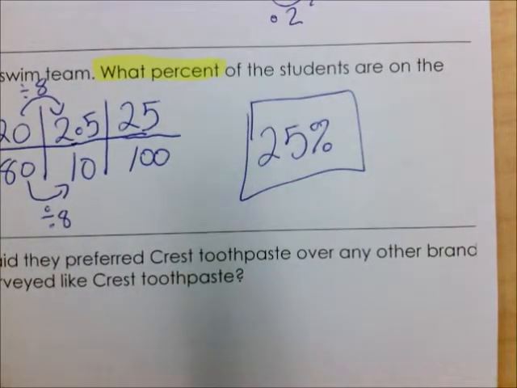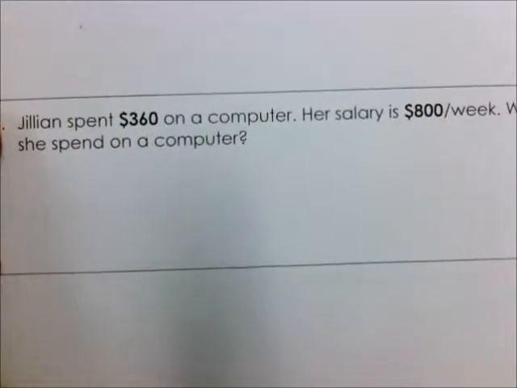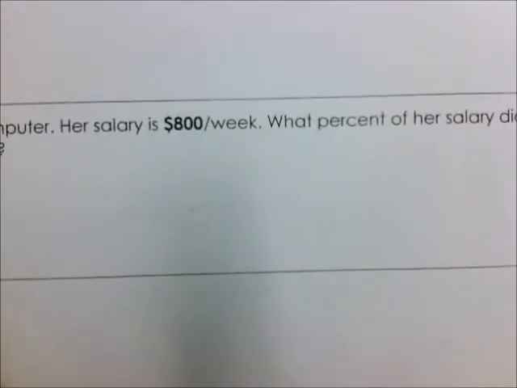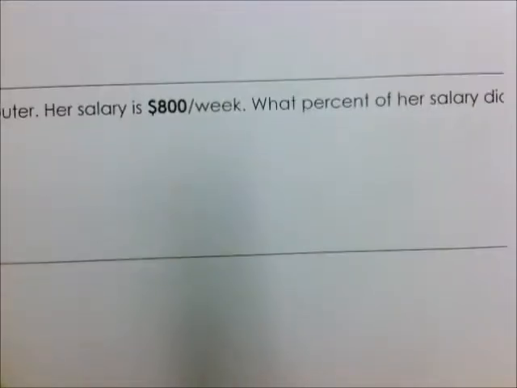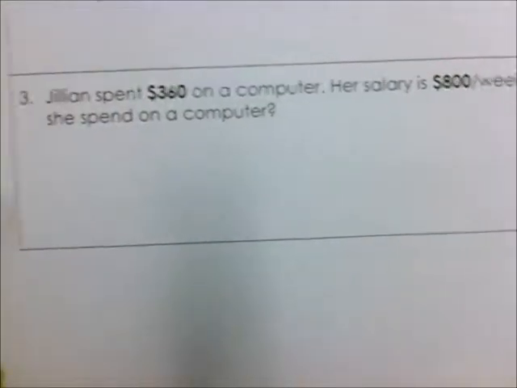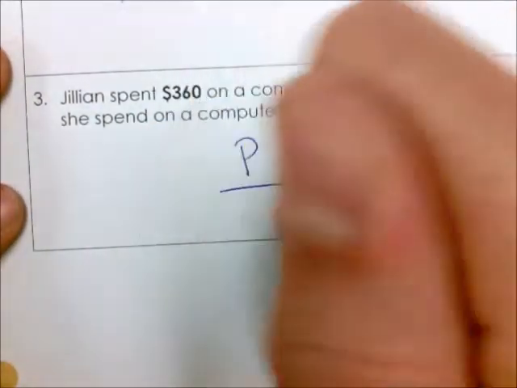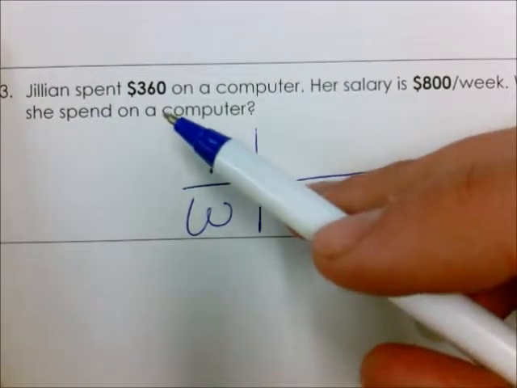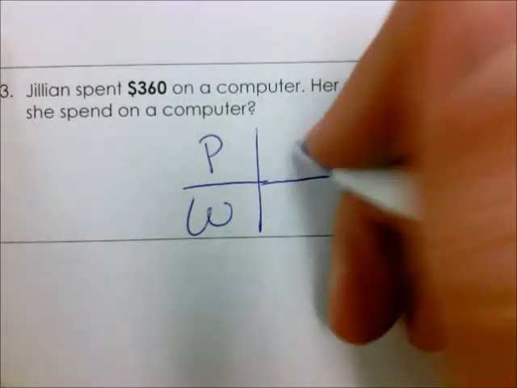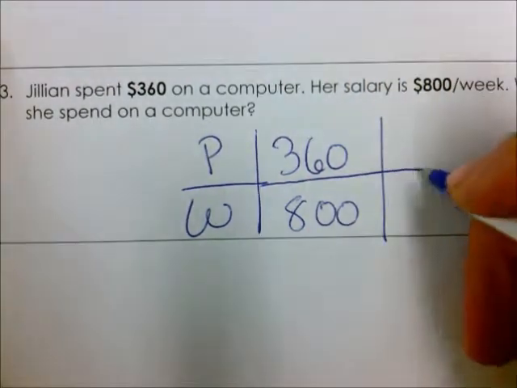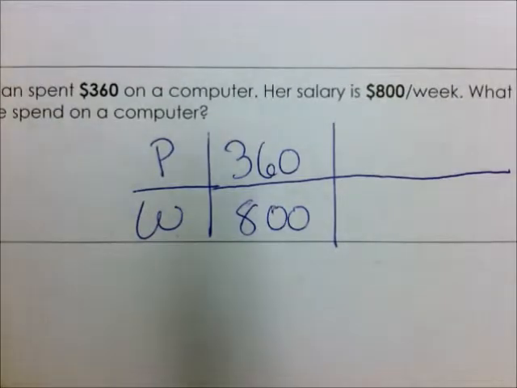Okay? And then we have another word problem right here. Jillian spent $360 on a computer. Her salary is $800 a week. What percent of her daily salary did she spend on a computer? Or her weekly salary, I should say. All right, well, I know there's going to be a part. I know there's going to be a whole. Well, the part is always less than or equal to the whole, so that means 360 is the part and 800 is the whole. This time around, though, I want to get to 100%.